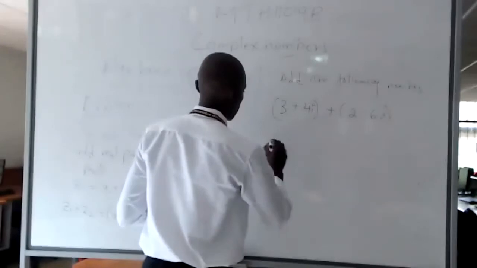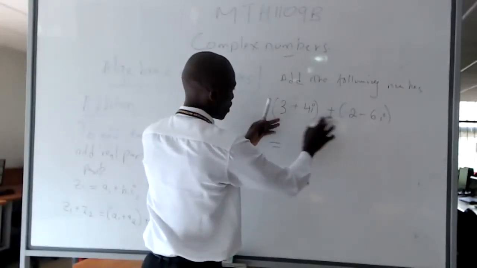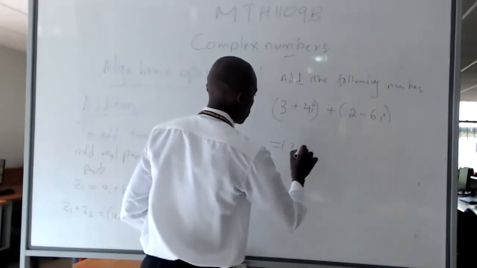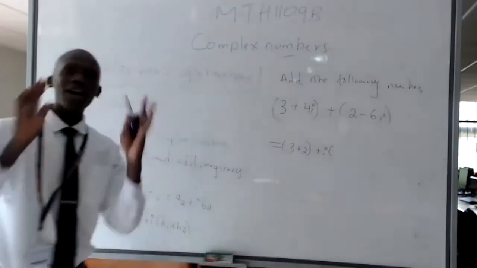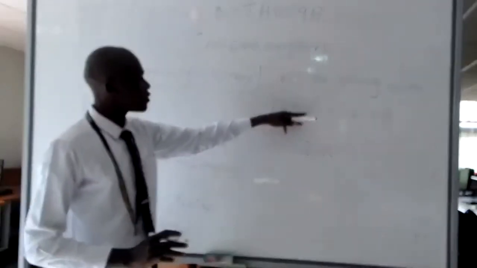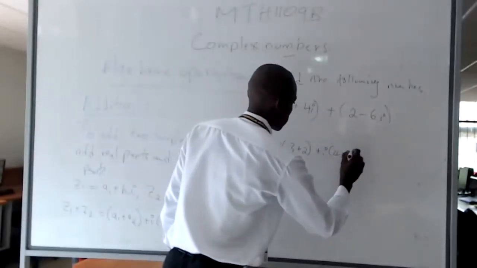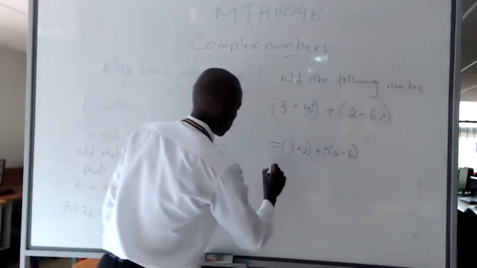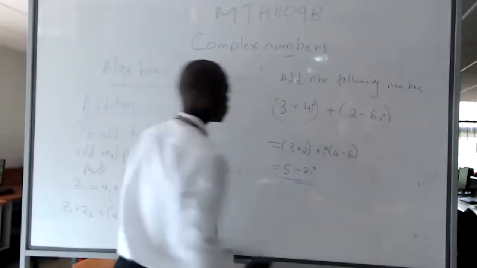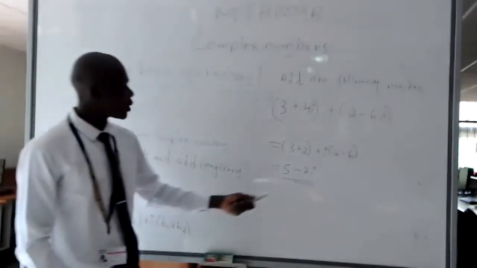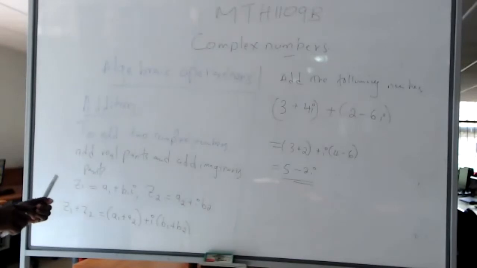The real part of the first one is 3, the real part of the second is 2. So the real part of our sum will be 3 plus 2. We also add the imaginary parts. The imaginary part of the first is 4, the imaginary part of the second is -6. So plus 4 plus -6. And what does this give you? 5 minus 2i. So the sum of these two complex numbers is the complex number 5 minus 2i. Very easy.